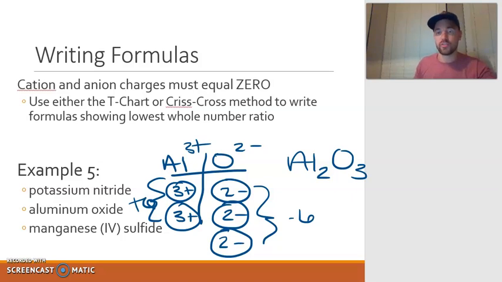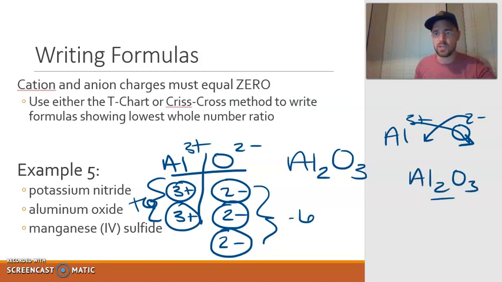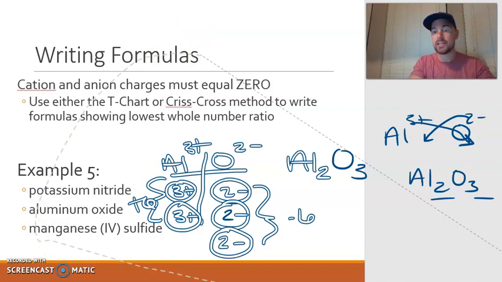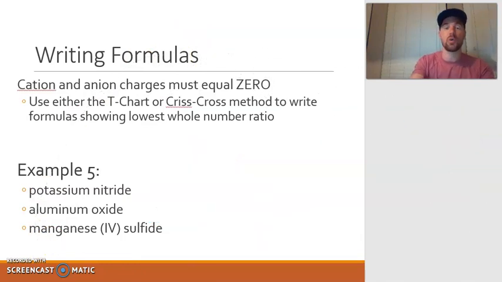You could have also figured this out using the crisscross method, which, real quickly, the 2 would move down here to be the subscript for aluminum, and the 3 would go down there to be the subscript for oxygen. Comparing our subscripts, can those be reduced any further? No, they can't. And so that would be the formula. Now, so far you might be thinking, okay, I'm thinking that the crisscross method is probably the method I want to use. And to be honest, that's totally fine, as long as you understand why it works.